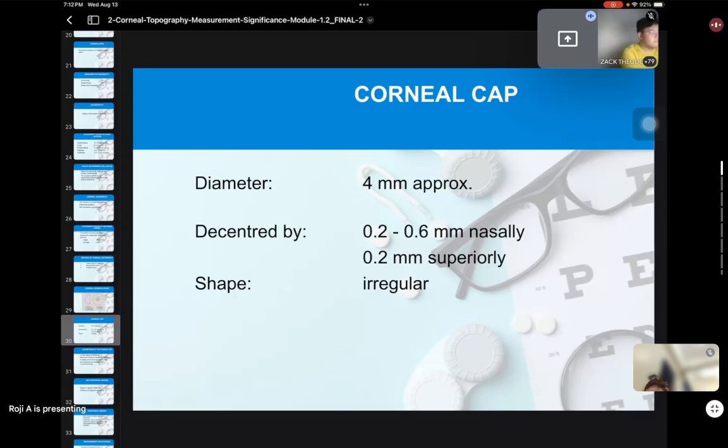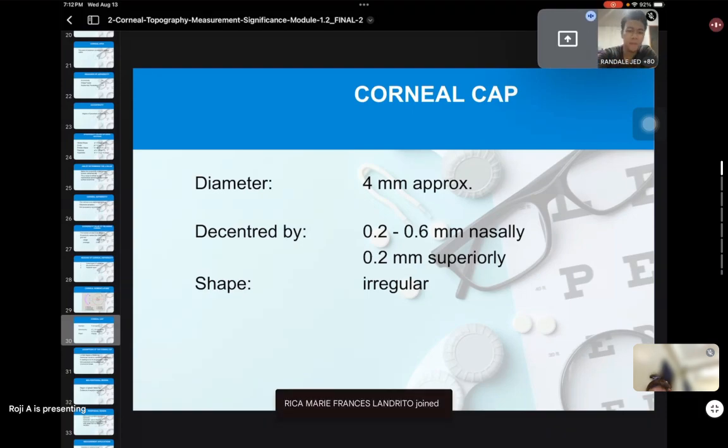Now, your corneal cap is about 4 millimeters approximately. Isn't that what we measure from keratometer? What are we measuring in keratometer? 3 millimeters. Then we're talking about the corneal cap. Correct? So that's what you're measuring when you use keratometer. The corneal cap. Are you aware of that? Is it the first time you hear the corneal cap?